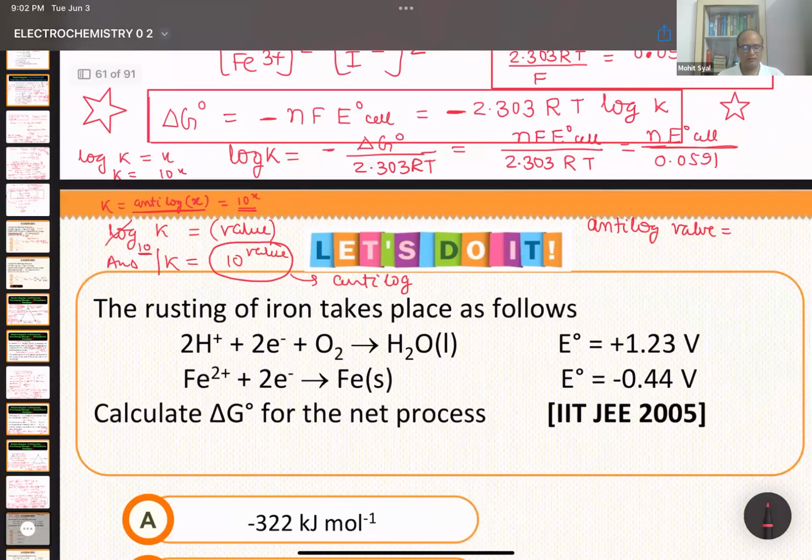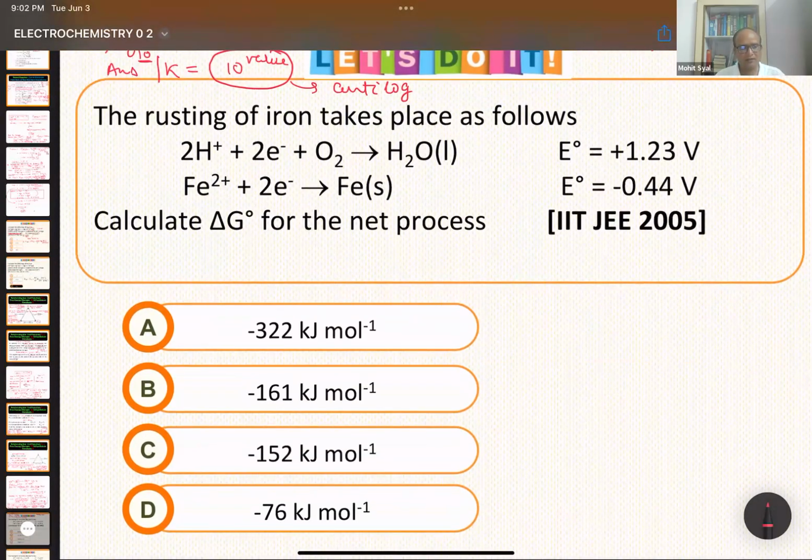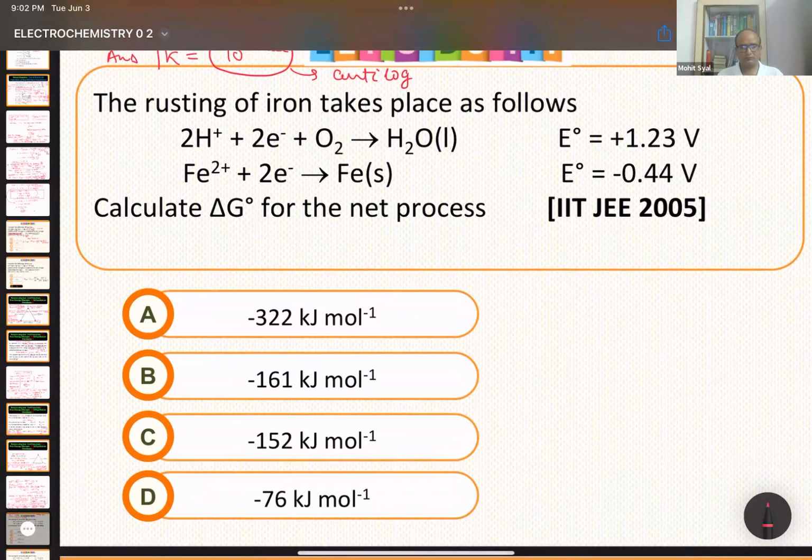So this again is a very simple question. Though it is from IIT, it is a subjective question and can be asked in your CBSE examination. So these are the two equations. One is anode, one is cathode. The higher SRP one is the cathode, and the lower SRP is the anode. Is that clear? Yes, sir. You can find the EMF of the cell: E cathode minus E anode.